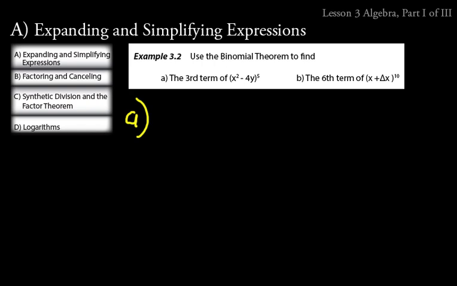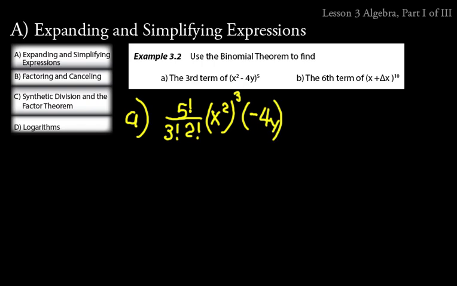formula. And so for that, we would say 5 factorial, because it's to the 5th power, over 5 minus 3 plus 1 is 3 factorial, over 5 minus 3, that third term, 2 factorial, times the first term. What is the first term? It's x squared, to the 5 minus 3 plus 1 is 3 power. And then times the second term. What's the second term there? It's minus, got to put the sign in front of it too. It's minus 4y to the 5 minus 3 power squared.